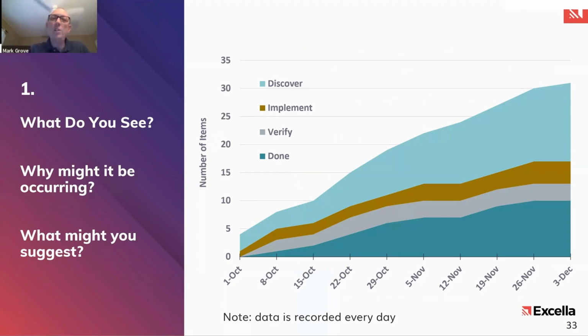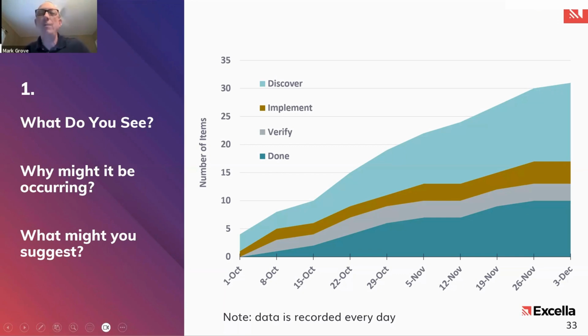But what do you see? Why do you think? And by the way, the what do you see is not meant to be a trick question or anything. It's just, what are you observing? Why might it be occurring? And what might you suggest? I'll give you a minute. Just look at it, think of those things, and then I'll facilitate a discussion. Okay. So I would love to hear from someone. What are you observing when you look at this CFD?